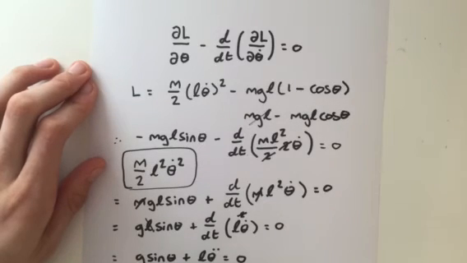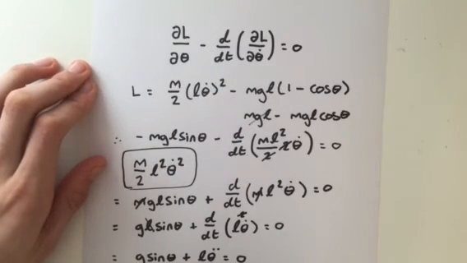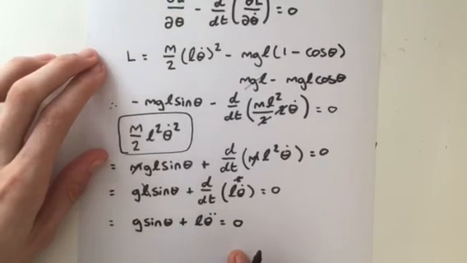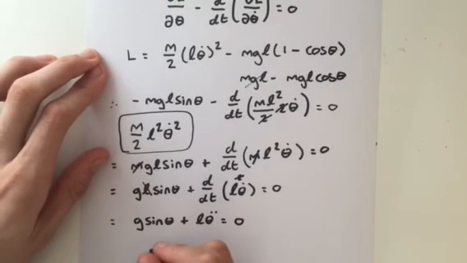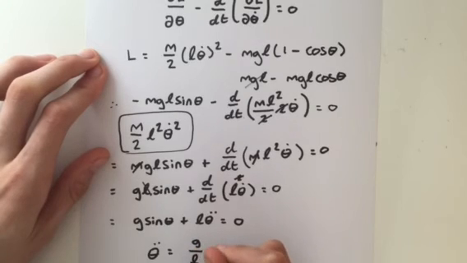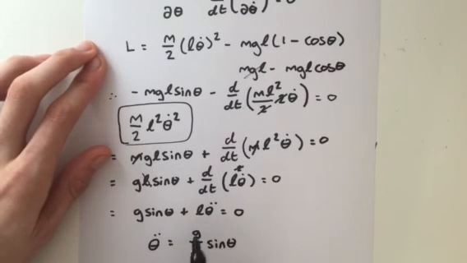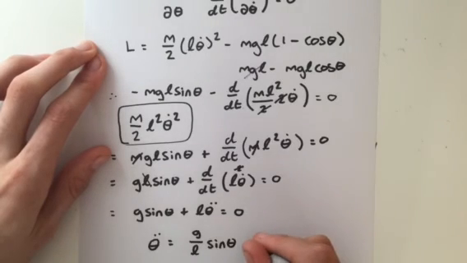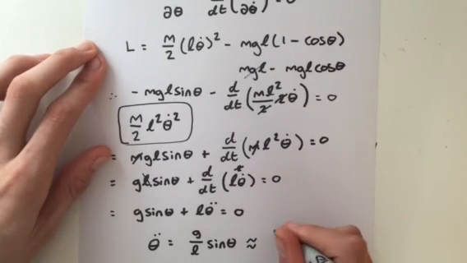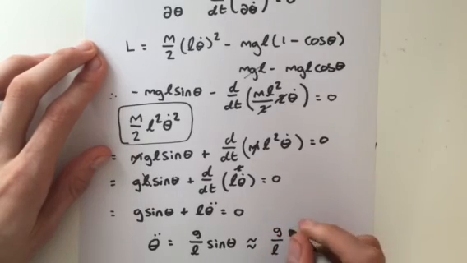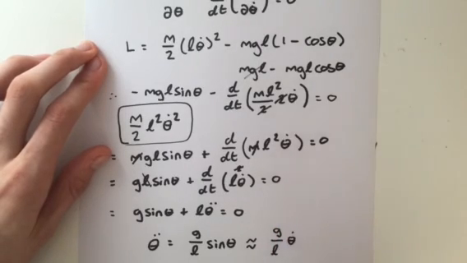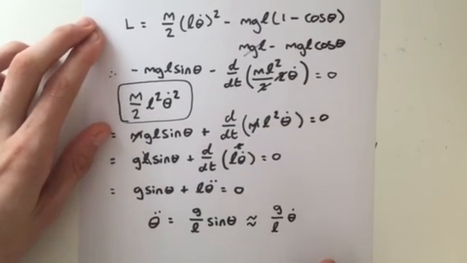But we can make this look slightly better. What could we say? We could say theta double dot is going to equal g over L sine theta. Okay? Just rearranging that equation. So that's saying the angular acceleration is equal to g over L sine theta, which is approximately equal to g over L multiplied by theta. Alright?